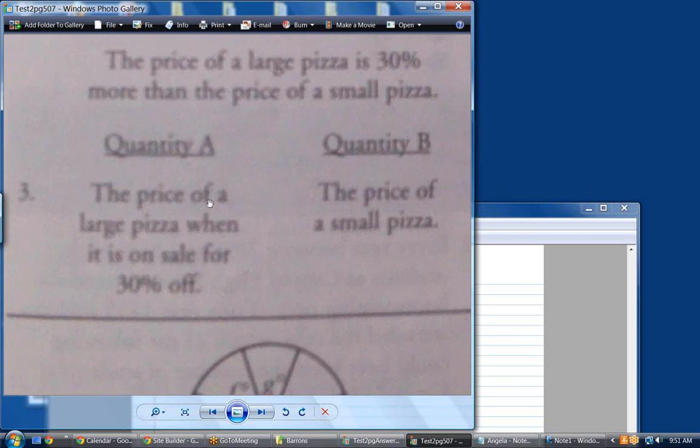Price of a large pizza is 30% more than the price of a small pizza.